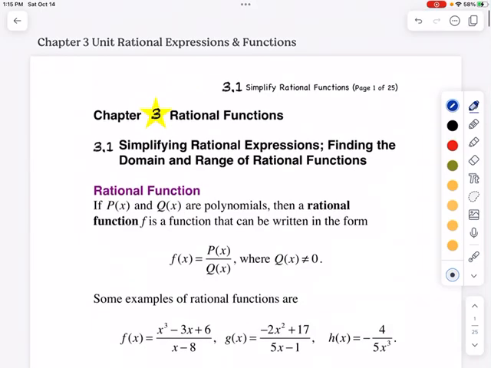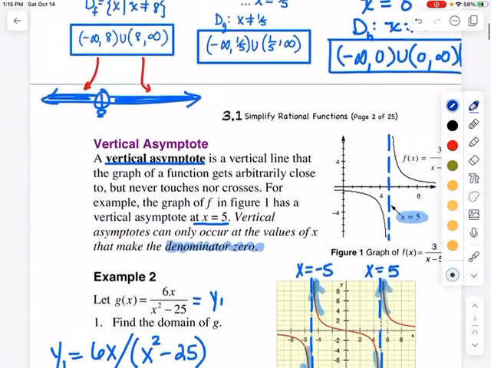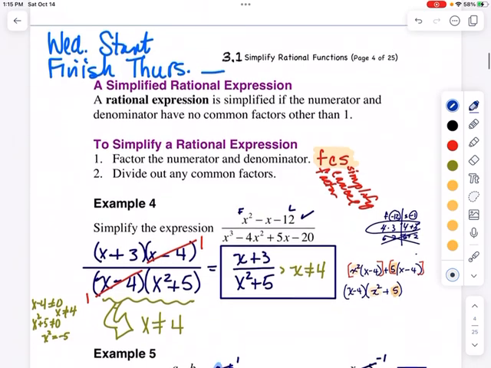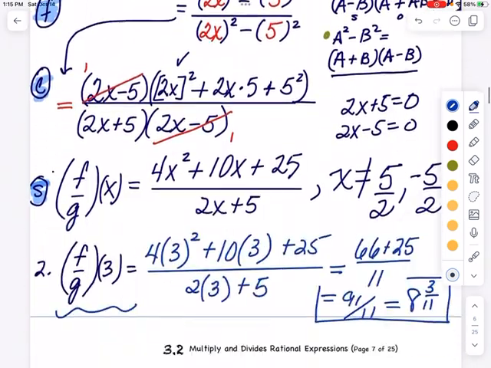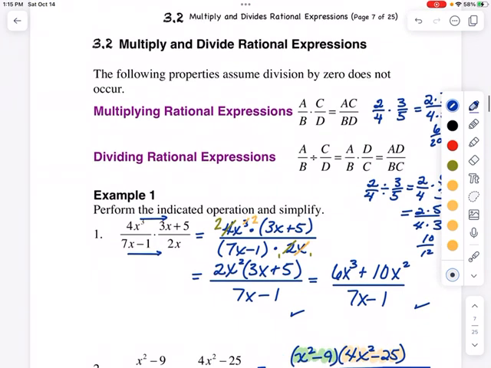And this is Unit 3 now on rational functions, and we just finished multiplying and dividing, where we did simplifying in 3.1, and then in 3.2, multiplying and dividing rational expressions.